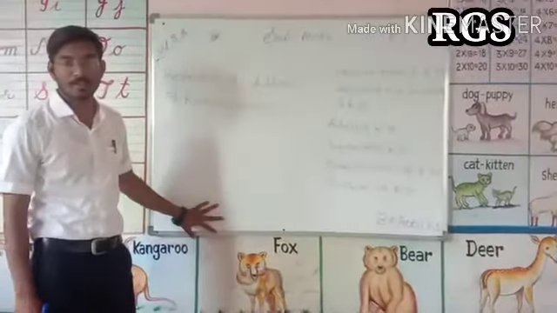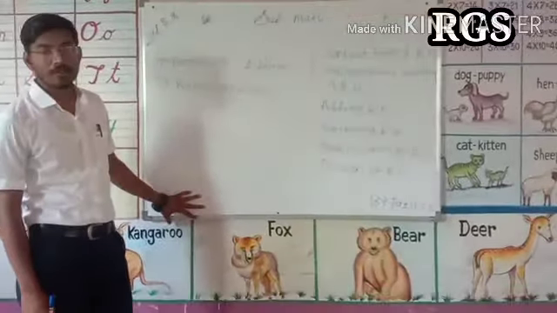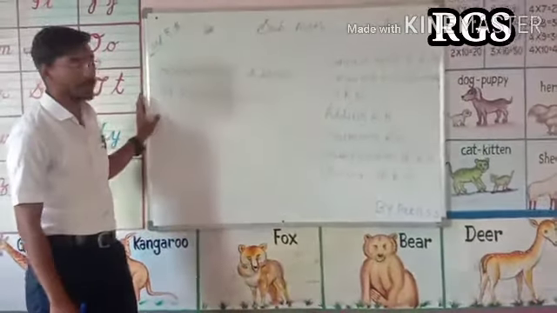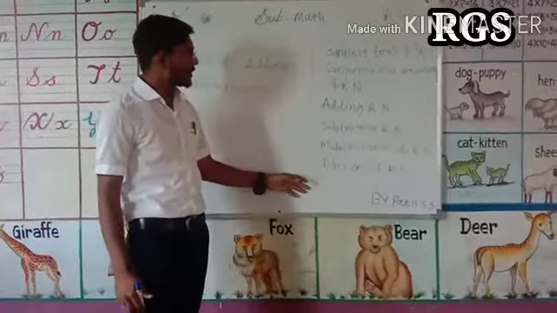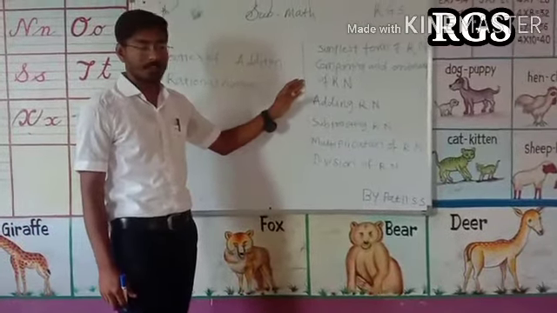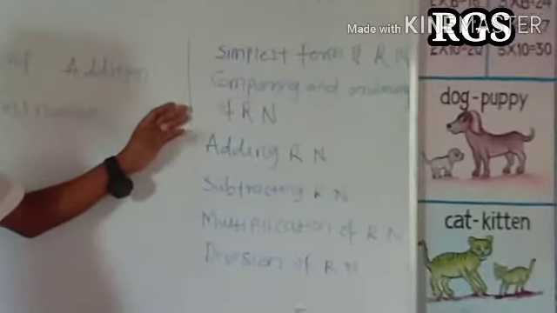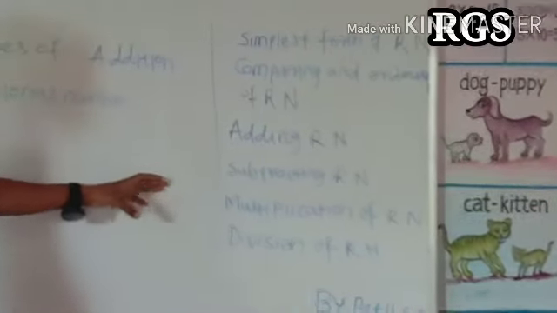We are in another session of our math. The first chapter of this math is rational numbers. In the last session, we completed all these points. What is the simplest form of a rational number? How to solve? The second one is comparing and ordering of rational numbers.